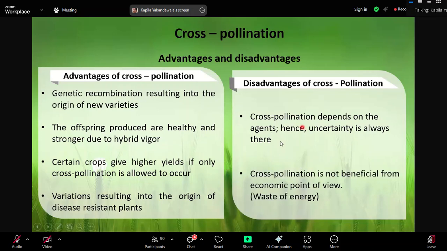Disadvantages: cross-pollination depends on the agents. So there's an uncertainty. If the agent is absent, the plant will not get pollinated. And cross-pollination is not beneficial from the economic point of view. Why? For cross-pollination, the plant should produce a large number of pollen grains. So it is a waste of energy.